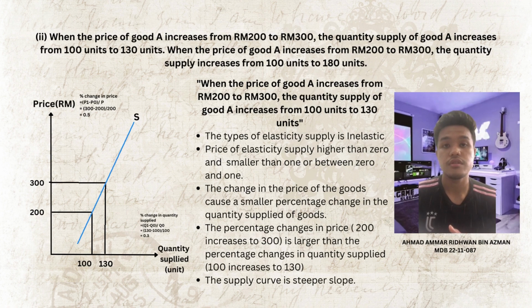There are two different pieces of information given in question 4, Roman 2. The answer for the first information is that the type of price elasticity of supply is inelastic. The price elasticity of supply for inelastic is between 0 and 1. For inelastic, the change in price causes a smaller percentage change in the quantity supplied. For example, as you can see in the graph, the percentage change in price from 200 to 300 is larger than the percentage change in the quantity supplied, which is 100 to 130. And we can also see in the graph that the supply curve has a steeper slope.